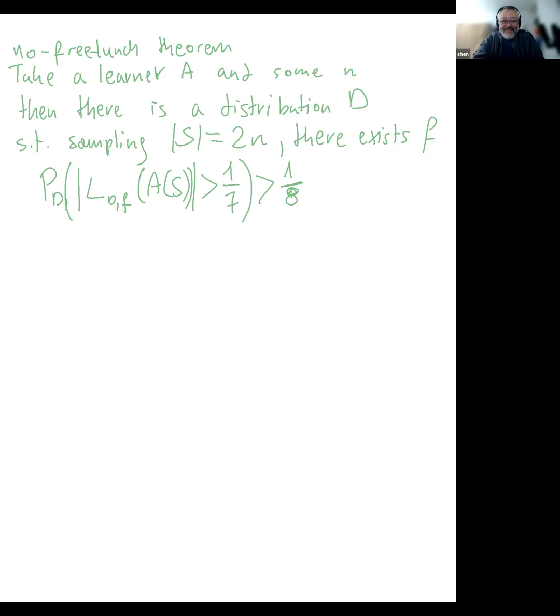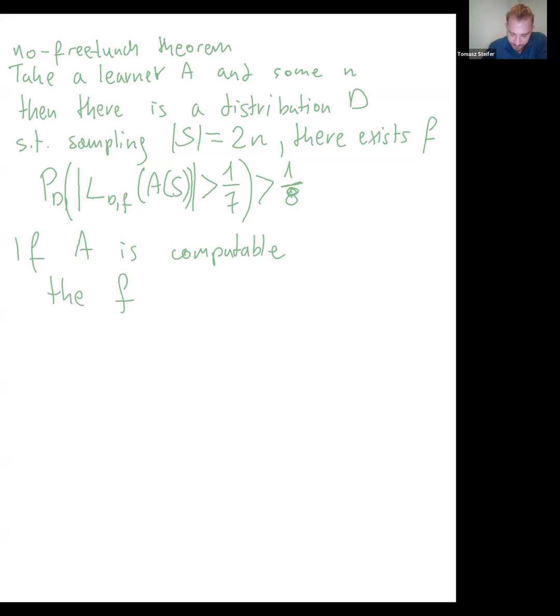Yeah. I mean, the thing is that we can find some alpha and beta that it works. Okay. But the observation that we will be using is that if A is computable, then F can be found computably.